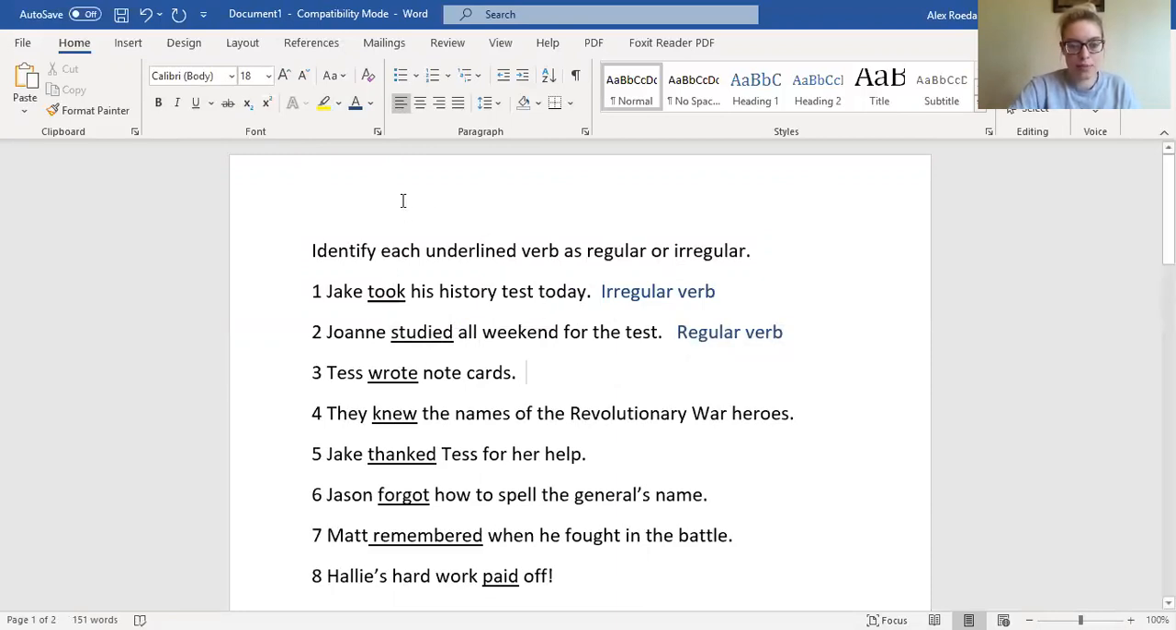All right, let's look at number 3 and number 4 together, and then I'm going to have you guys look at the last 4 on your own. So number 3, test wrote note cards. Well, we got to think, what is the present tense of wrote? The present tense of wrote is going to be write. We don't say righted, so we didn't just add that ed or that d. So wrote is going to be an irregular verb. So off the side right there, I just put irregular verb.